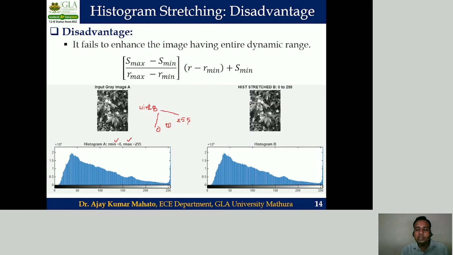So for an unsigned integer 8-bit image, we can perform histogram stretching to its entire dynamic range, that is from 0 to 255. So in this case, S min becomes equal to 0 and S max becomes equal to 255. Now in this mathematical equation, in place of R min I will substitute 0. In place of R max I will substitute 255. Similarly, in place of S min I will substitute 0.